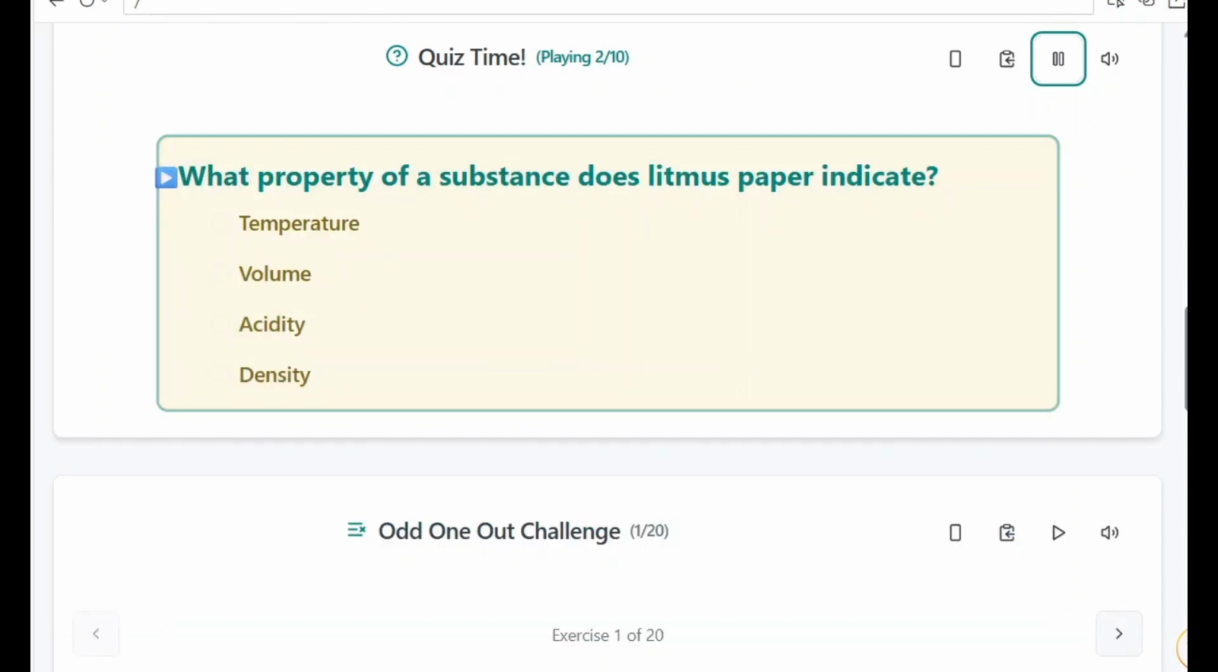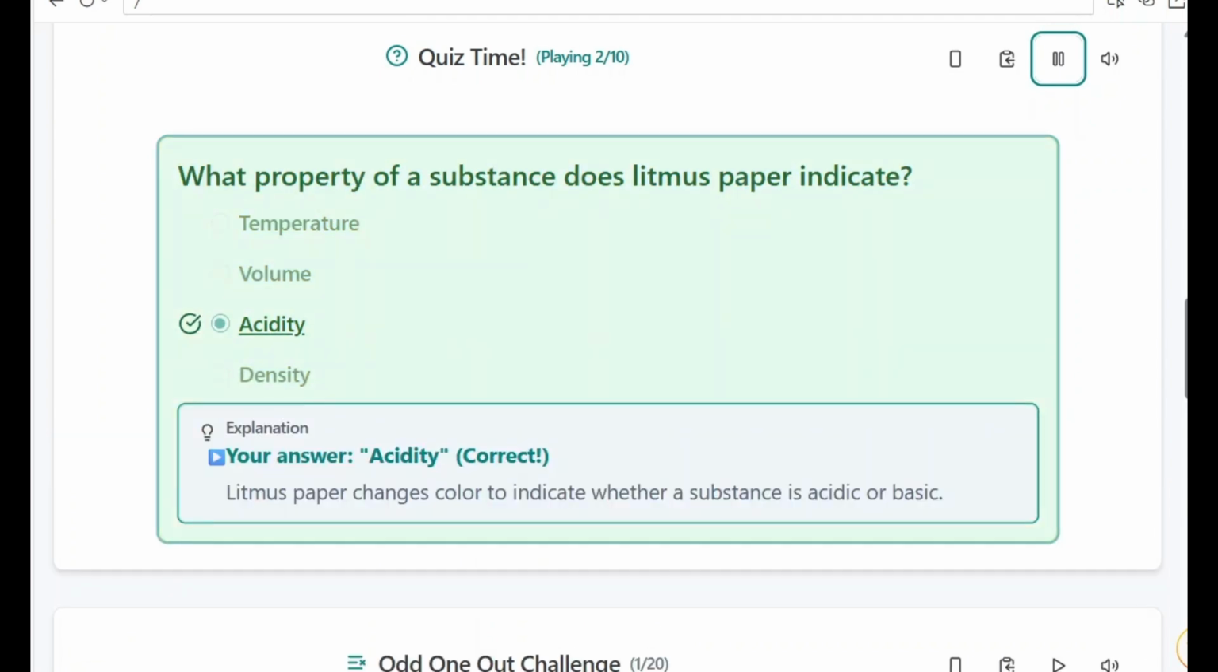What property of a substance does litmus paper indicate? The correct answer is acidity. Explanation: litmus paper changes color to indicate whether a substance is acidic or basic.